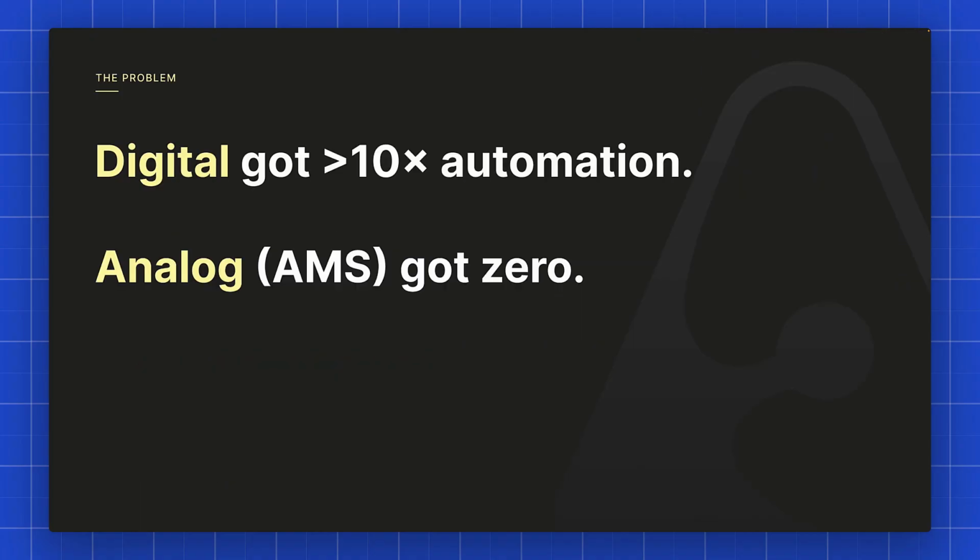Digital design has had decades of EDA automation and productivity gains, while analog design has limped along at the same pace for years and is still largely built by human hands. The reason this matters is that increasingly, analog is where the cost and time to market actually lands.